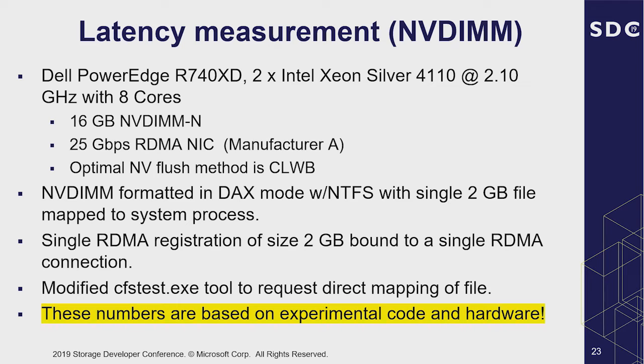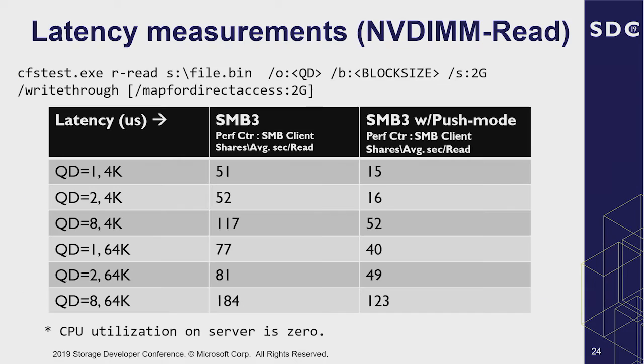And we do a single RDMA registration of the entire 2 gig range. We have an internal tool called CFS test, which we use to generate I/O, and I modified it to issue that FSCTL on the handle to map the file. Important: don't quote these numbers anywhere, they are just experimental numbers. So let's see what we have here. The first column is the queue depth and the I/O sizes, and the columns to the right measure the latency of I/O.